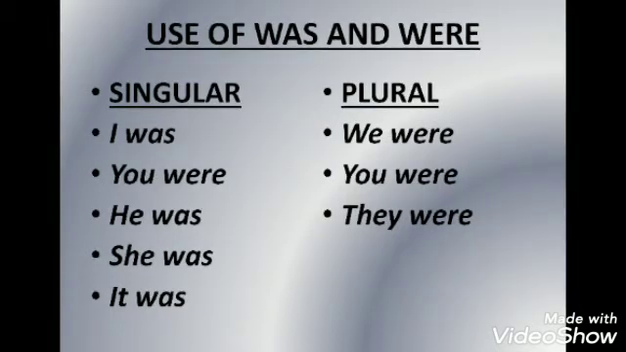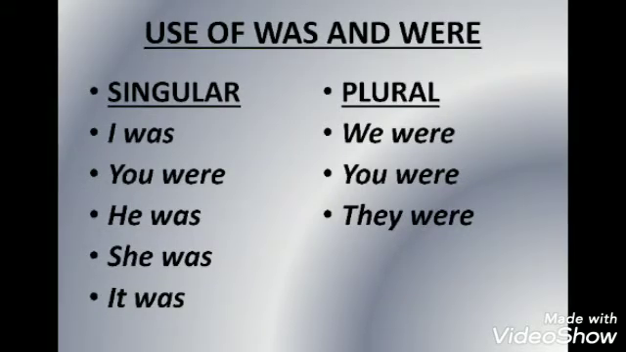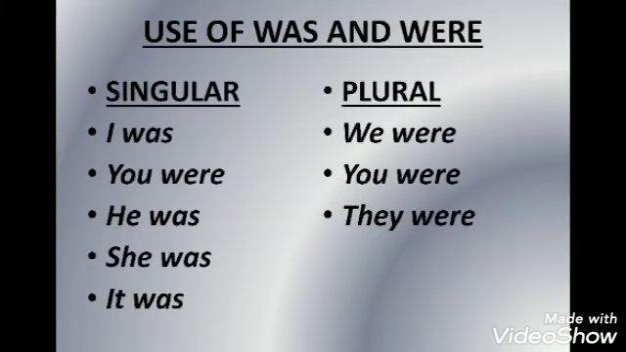The singular form of subject are I, you, he, she, and it. With I, he, she, and it, we use was, like I was, he was, she was, it was. And with you, we use were, like you were.